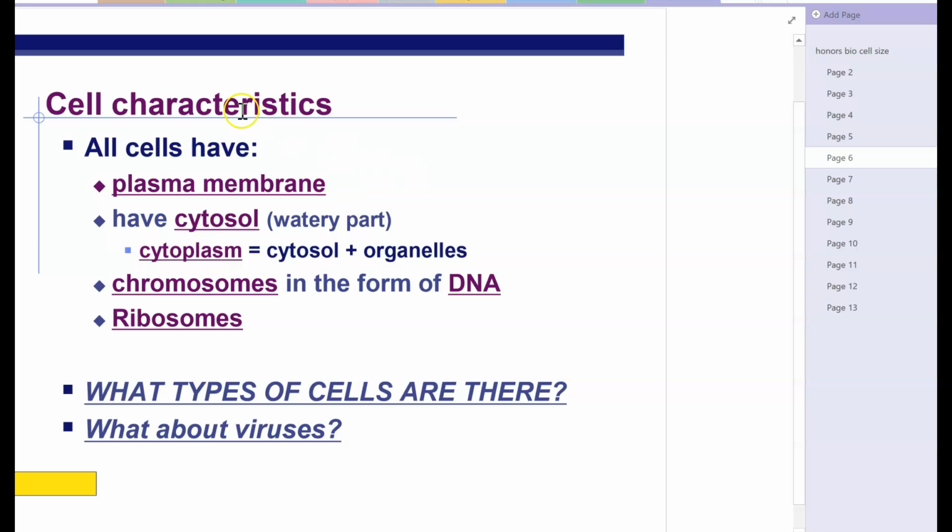So we're going to talk about different types of cells, but before we do that, something that all cells have regardless is a plasma membrane. We've talked about that already. Also cytoplasm, chromosomes in the form of DNA, and then ribosomes. Ribosomes are the ones that help make protein, and remember, protein is very, very important.